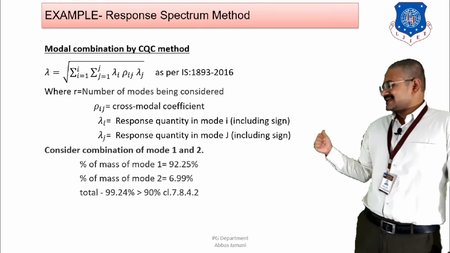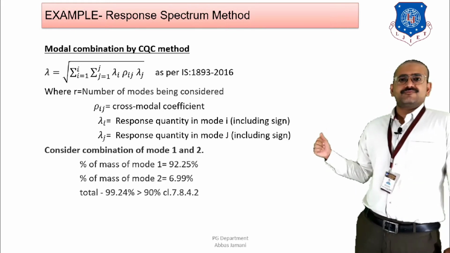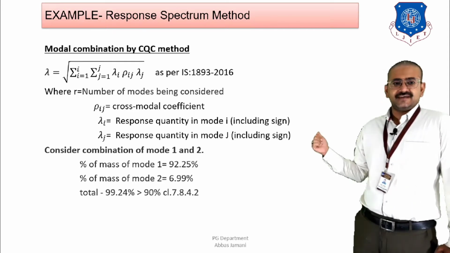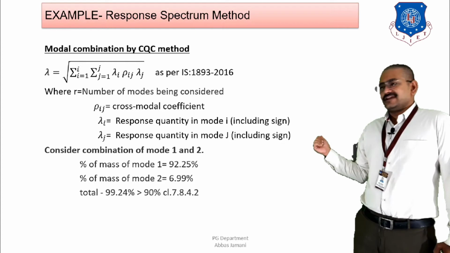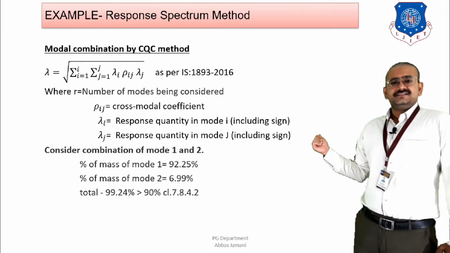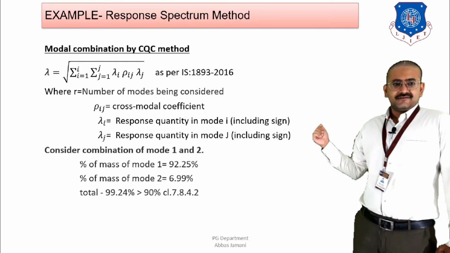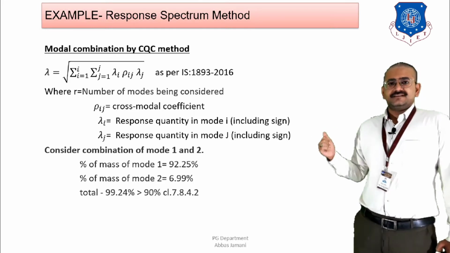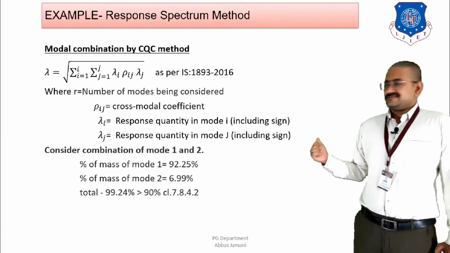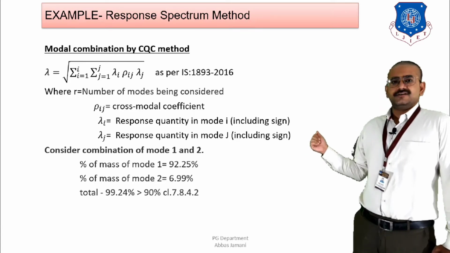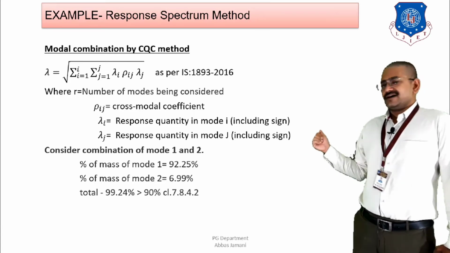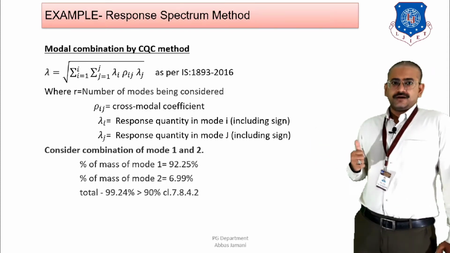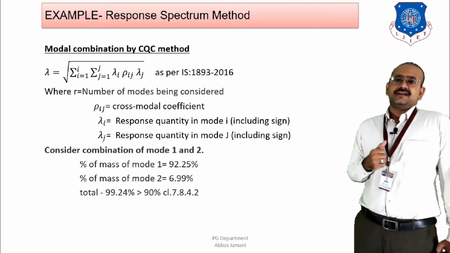The CQC method says that the calculation for combined modes can be done by the formula: lambda is equal to the square root of the summation over i equal to 1 to n, summation over j equal to 1 to n, of lambda i into lambda j into rho ij, right? If this is the formula that is given for the CQC method, now what is i, what is j, and what is lambda i and lambda j?